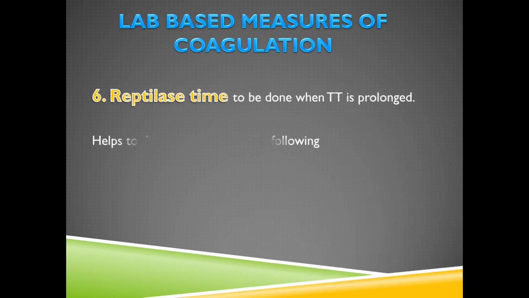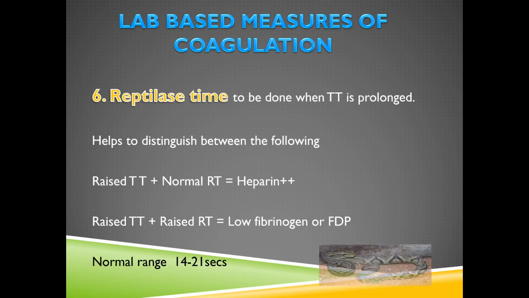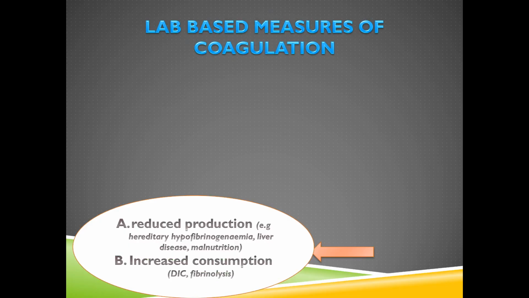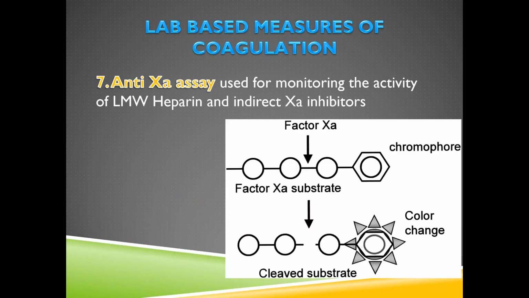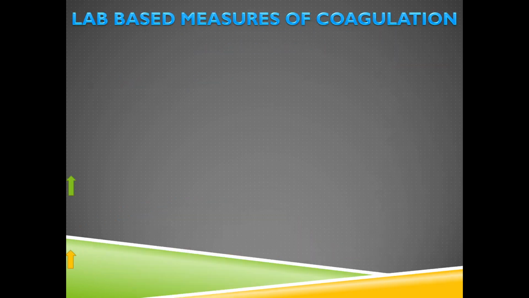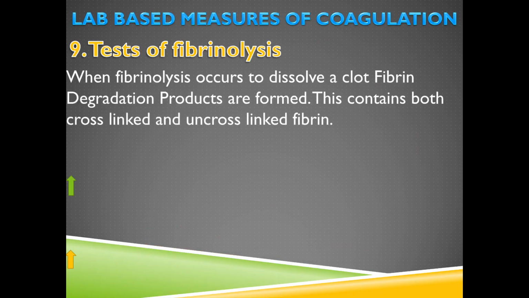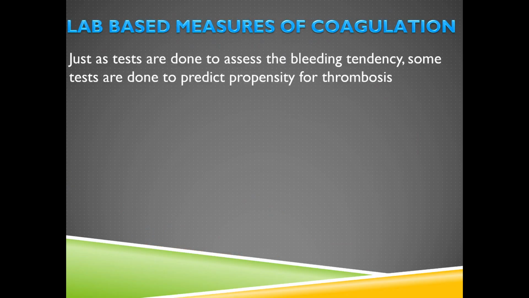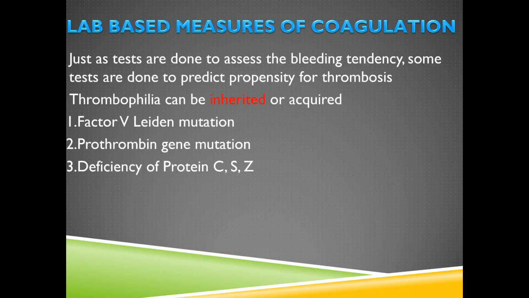Then of course the respiration test, if it is not done, just skip through that. And anti-factor 10A, which is done with most of the factor 10A anticoagulants, and this is the fibrinogen level. The test of fibrinolysis is by assessing the D-dimer value, which is important for DIC, DVT, and pulmonary embolism. And these are all the things which are based on that.